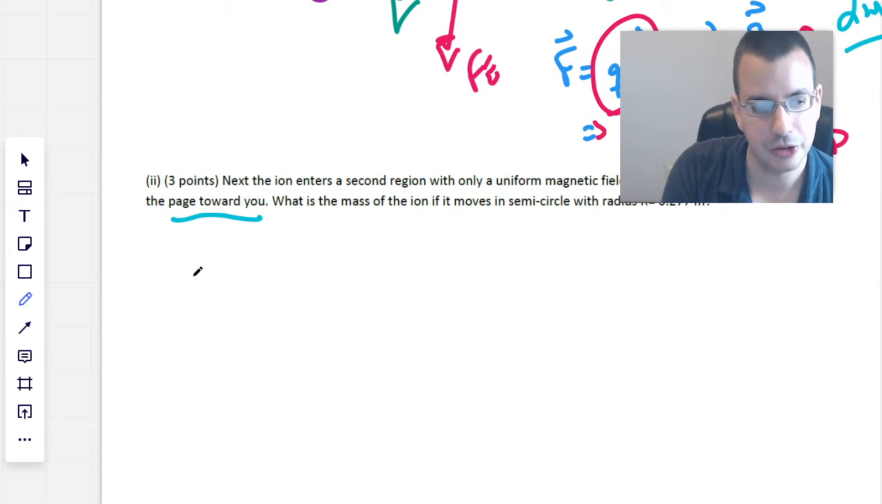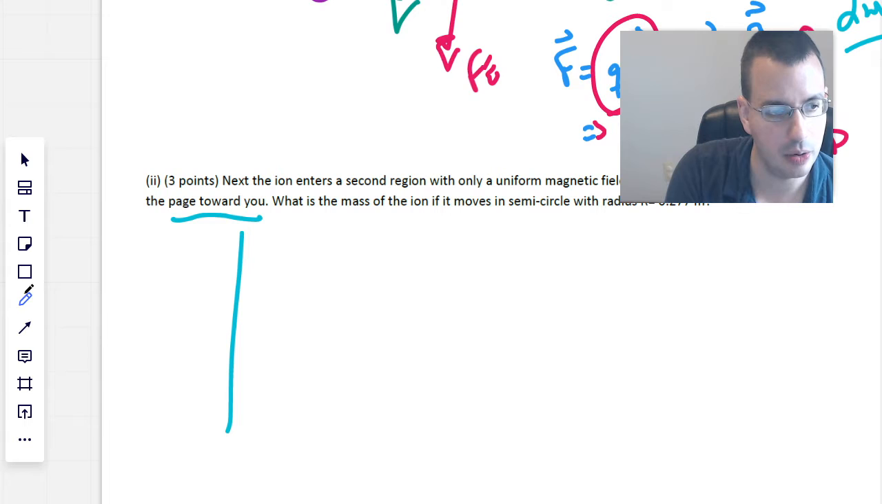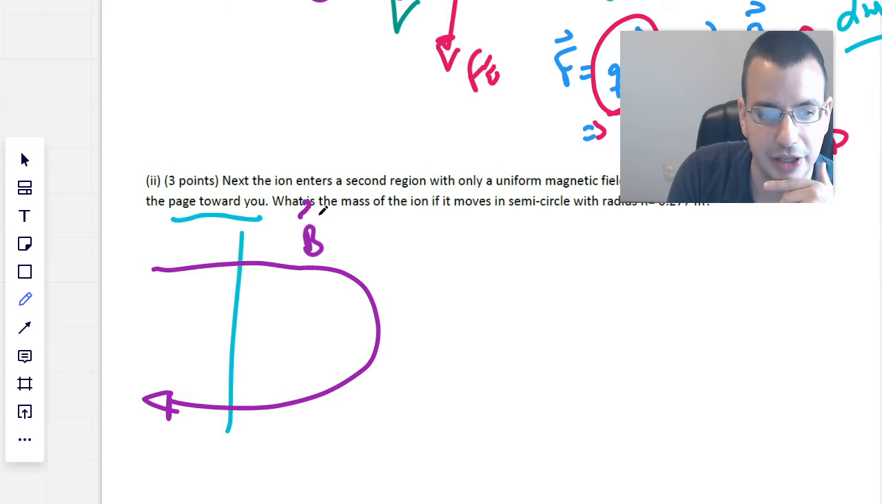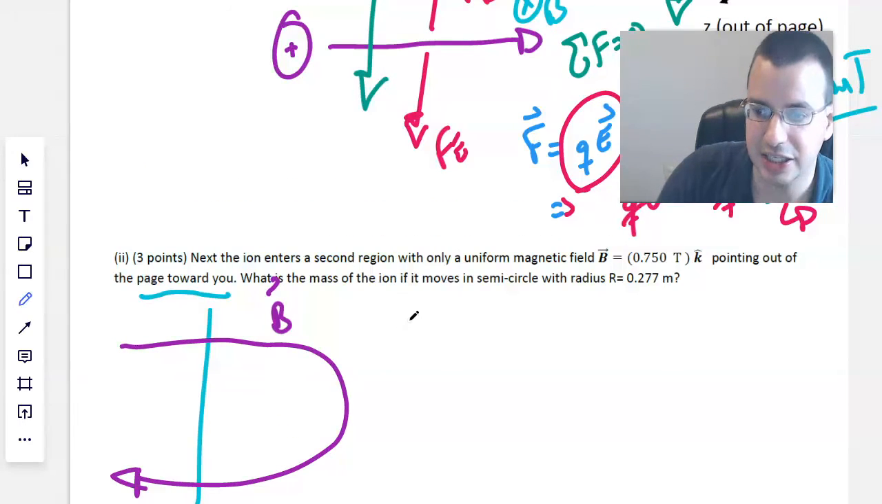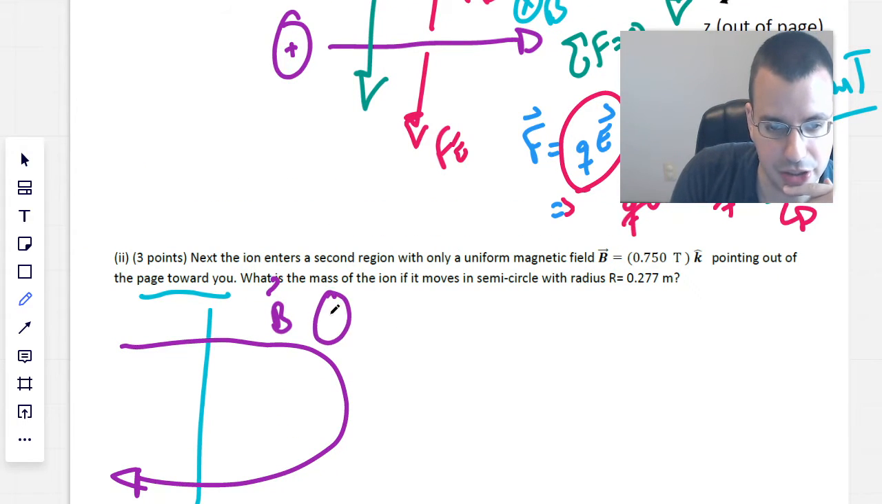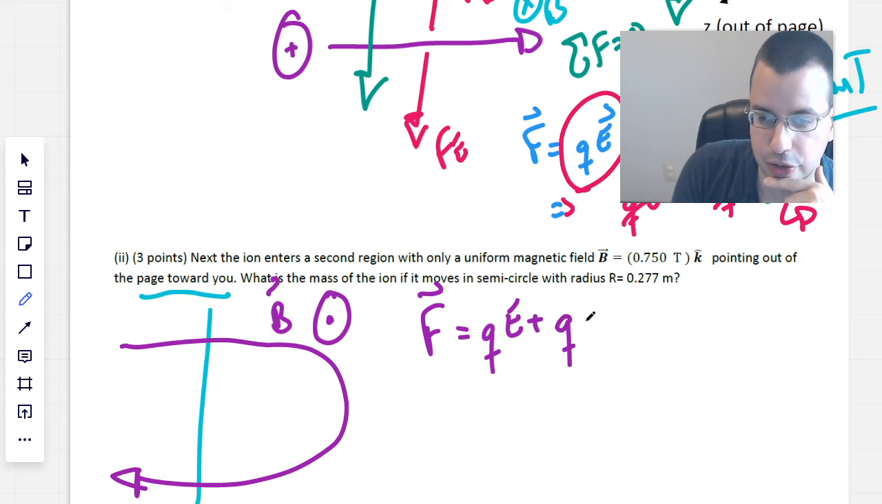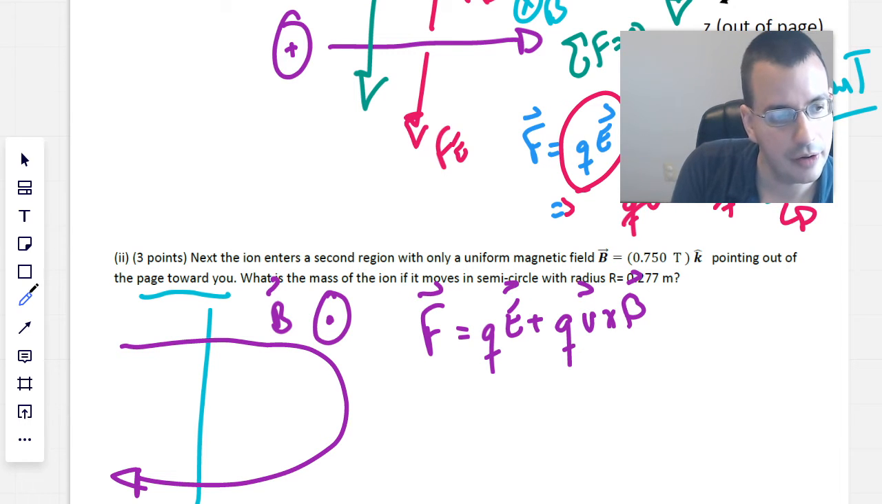Okay. So first draw a picture. We have our ion. So this will be the region of magnetic field. Moves like this. So this will be magnetic field here. And it said out of the page? Out of the page. So it'll be a circle with a dot in the middle. And force on this particle will be QE plus QV cross B. Same formula I always write up.